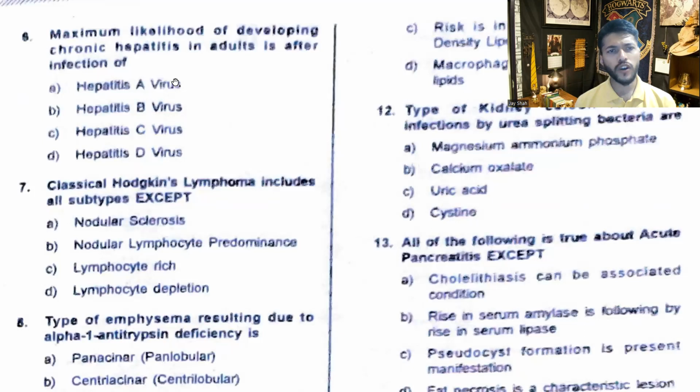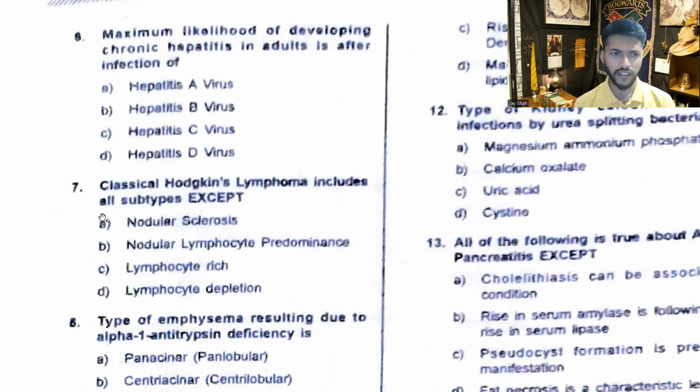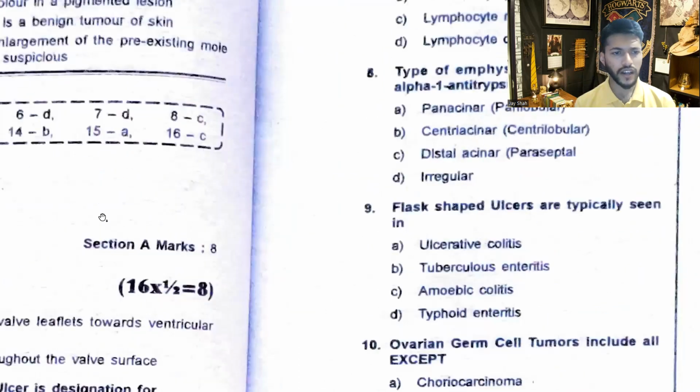Maximum likelihood of developing chronic hepatitis in adults is after infection with, without any doubt, hepatitis B virus. Hepatitis B is a DNA virus, right?